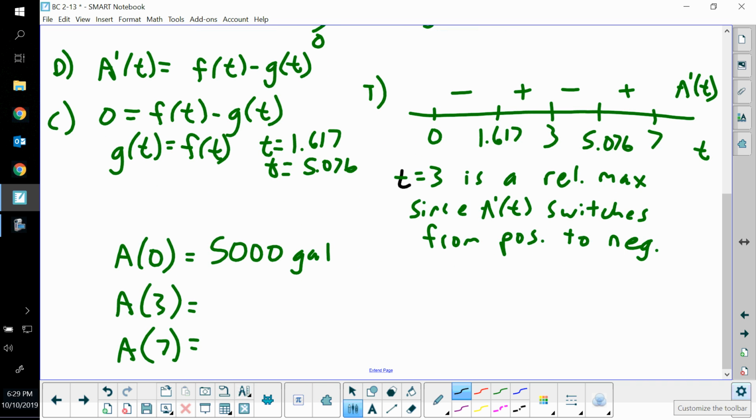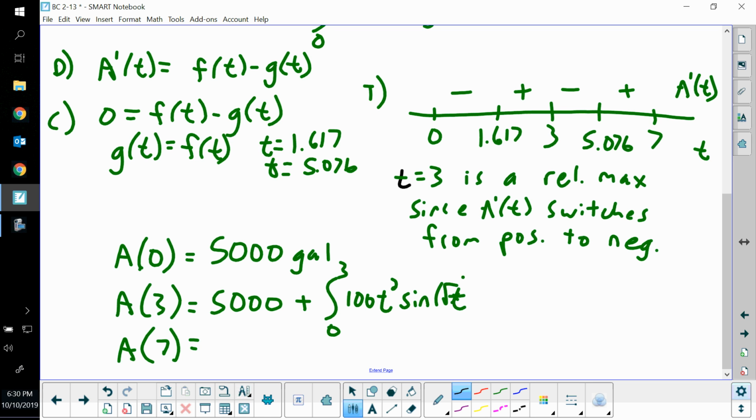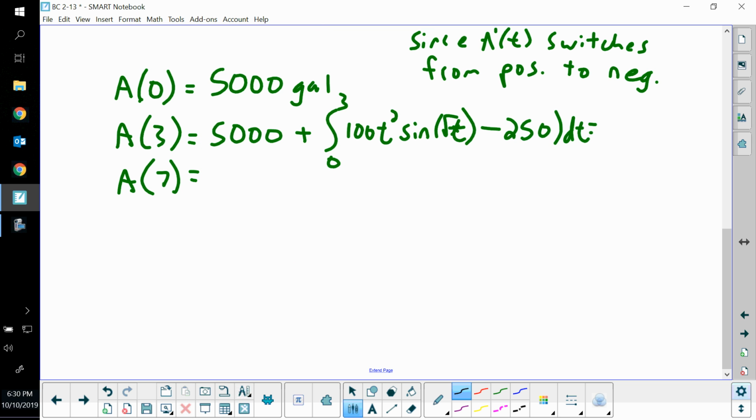So for A of 3, we'll have our 5,000 plus, we're going from 0 to 3. We'll have the 100 t squared sine square root of t. That was our entering expression. And then if we're on 0 to 3, the leaving was 250. And then we've got dt. So that's going to give us our A of 3. And we'll have you calculate that in a second. But let's set up our A of 7 one.